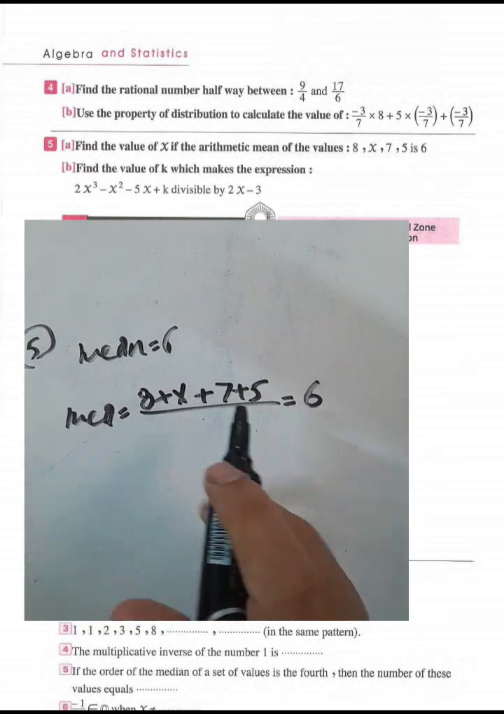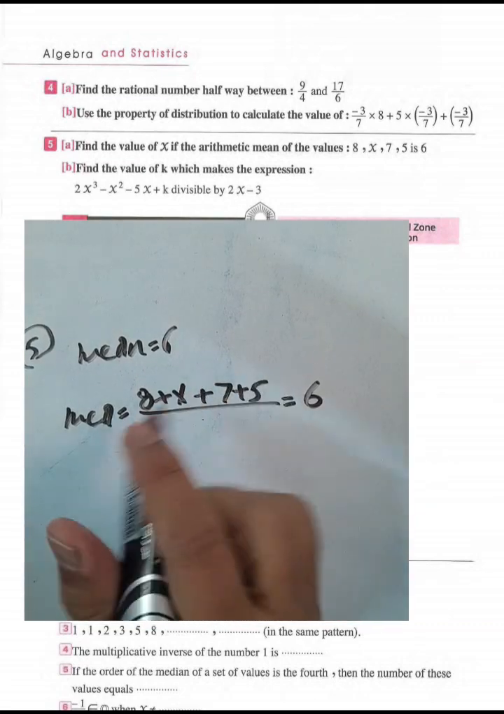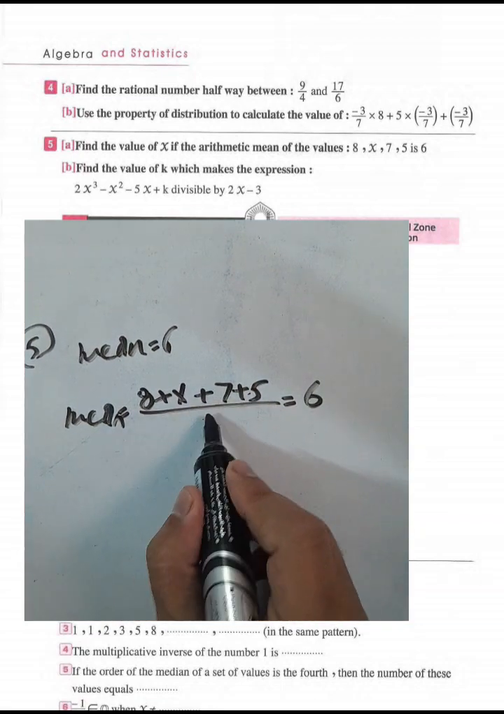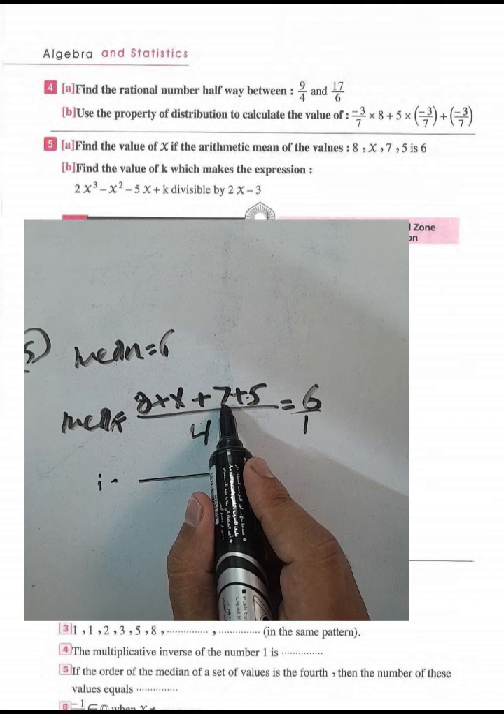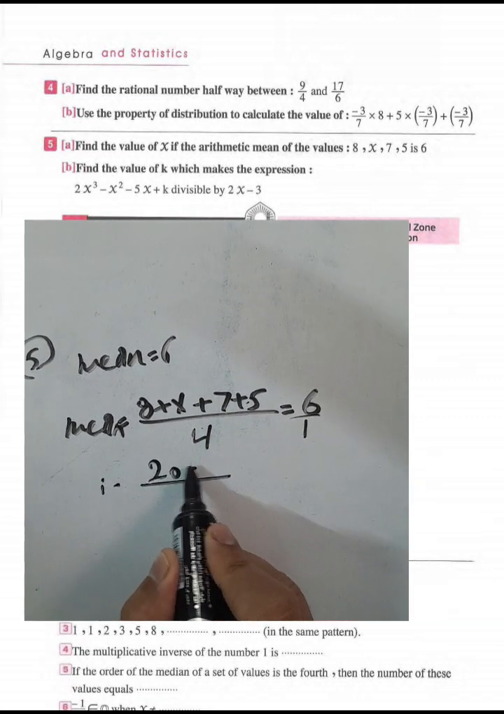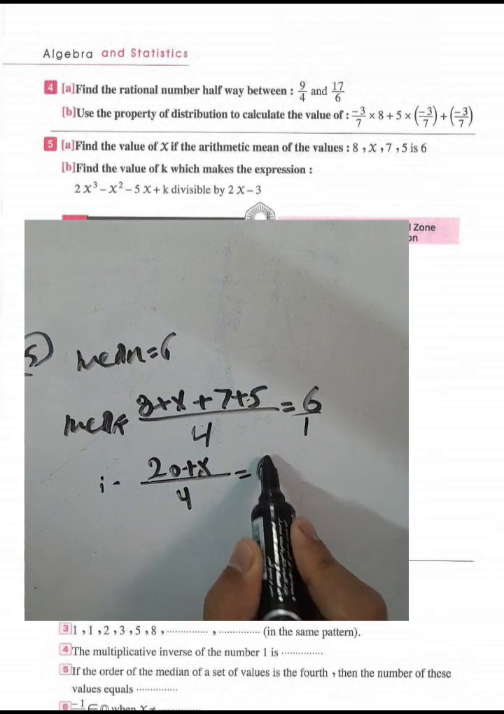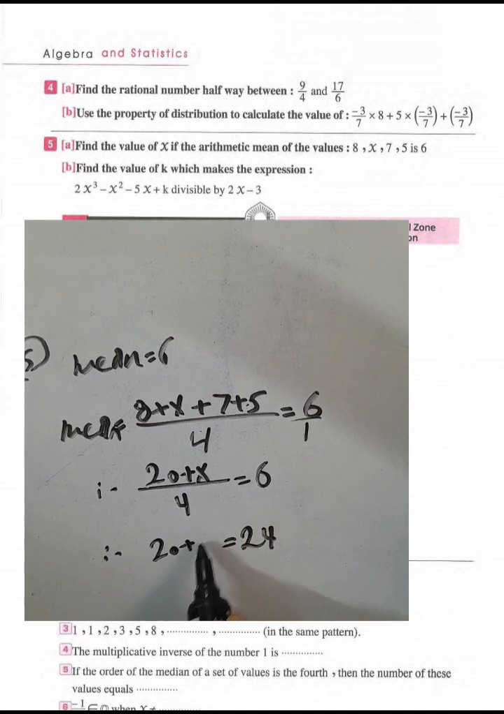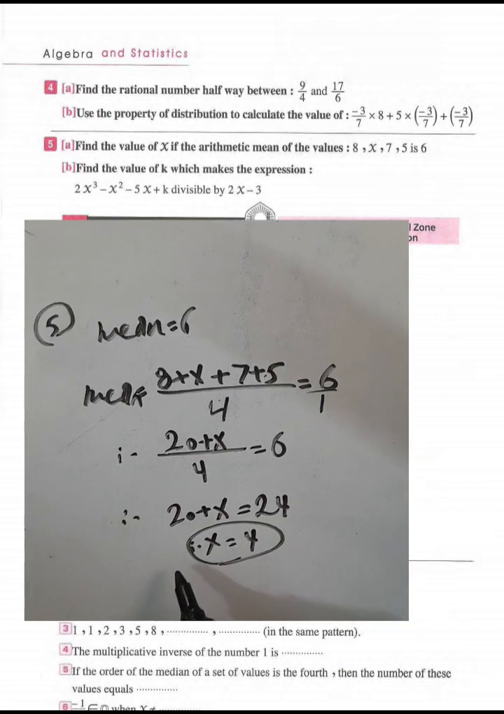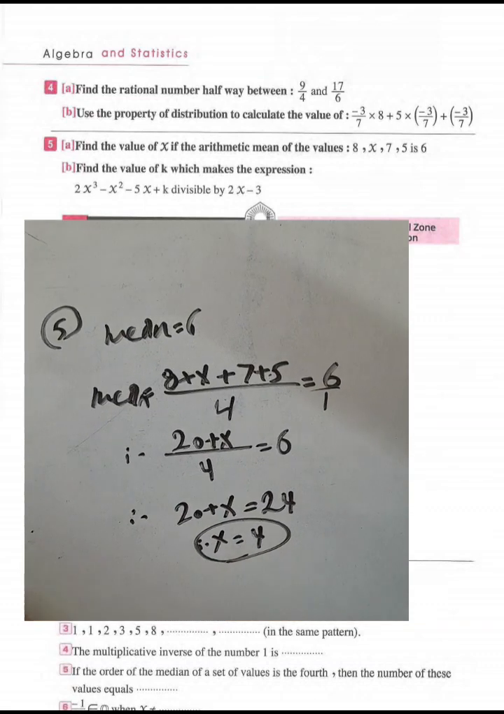We must add them and divide by the number of all values, here 1, 2, 3, 4. Using the rule, 8 plus 7 is 15, 15 plus 5 will be 20, so 20 plus x over 4 equals 6. Then 6 times 4 is 24, and 20 plus x equals 24, then x here will be 4. It's the value of x.